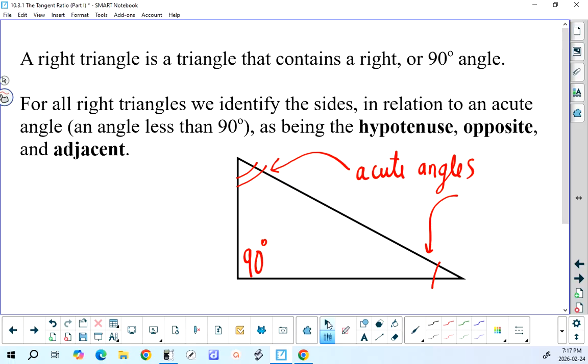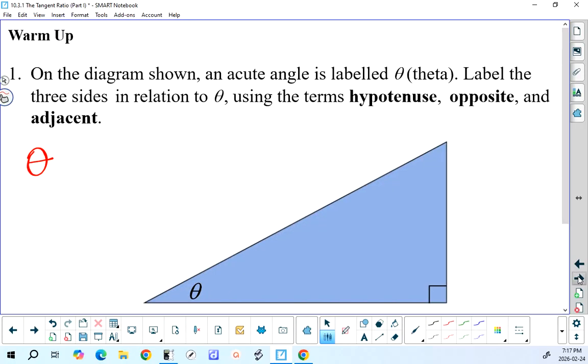And I'm telling you that when we label the sides of this triangle with these three words, hypotenuse, opposite, and adjacent, it depends on which of the two acute angles we are looking at. So to drive that home, we're going to do just a little bit of practice here.